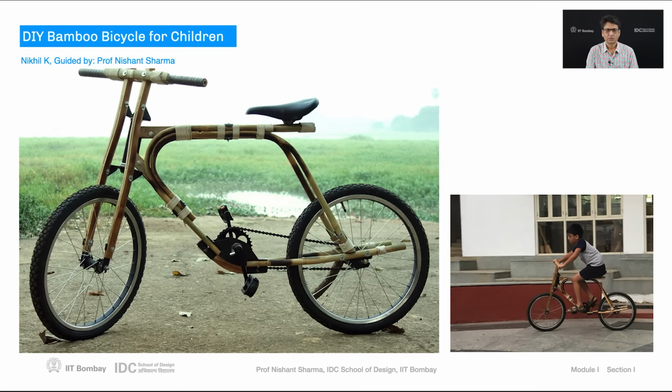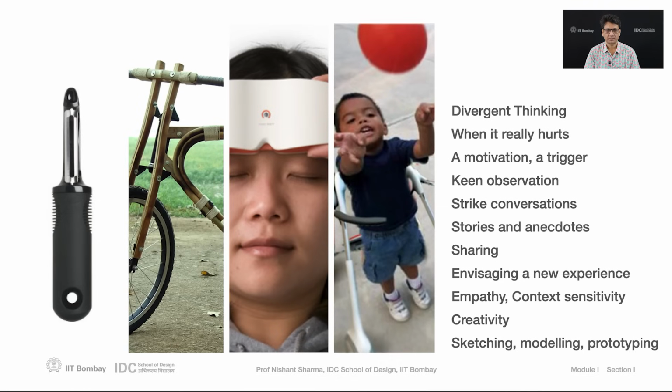Now the question is, what do these stories tell us? These stories essentially tell us the philosophy and the tools designers use to solve wicked problems. In the world of innovation, good products are always compelling stories. They emerge from divergent thinking, born in the crucible of adversity, where it hurts, motivated by keen observations and triggered by deep understanding of human needs.